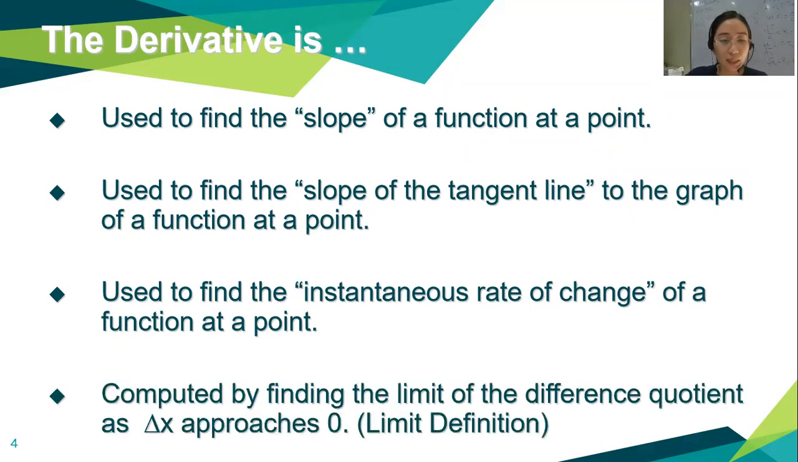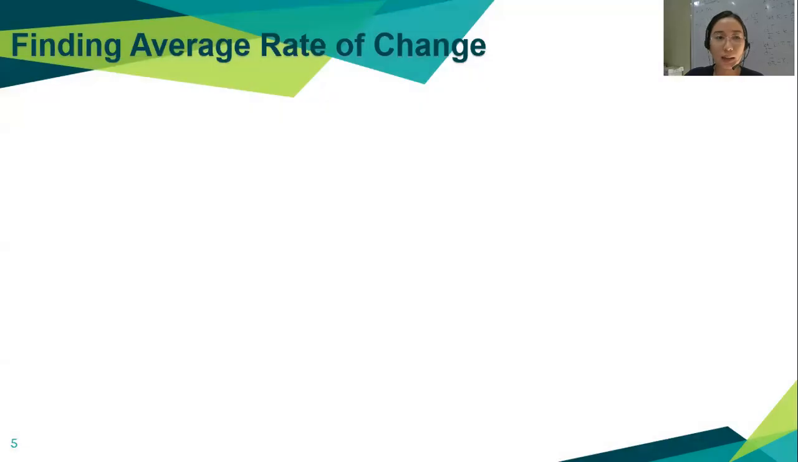Okay? It is computed by finding the limit of the difference quotient as delta x approaches 0. So delta x is the change in the value of x. I also have pre-recorded videos that explain what delta x, or the change in x, is. So, finding the average rate of change.